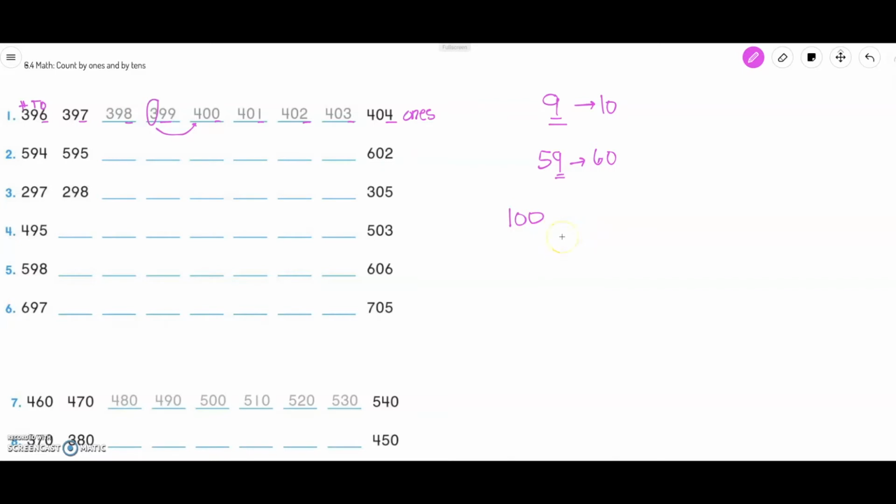So just like I say 10, 20, 30, I say 110, 120, 130, okay? So it keeps going up by tens, but I have 100 in its place. And then what would be the next 100? 200, okay? So for these, look here, we have 594, 595.